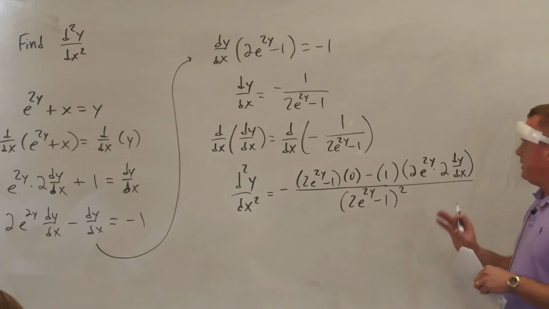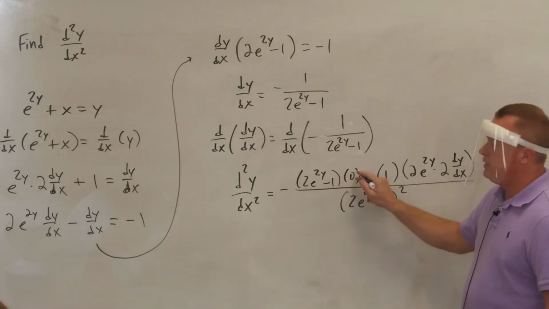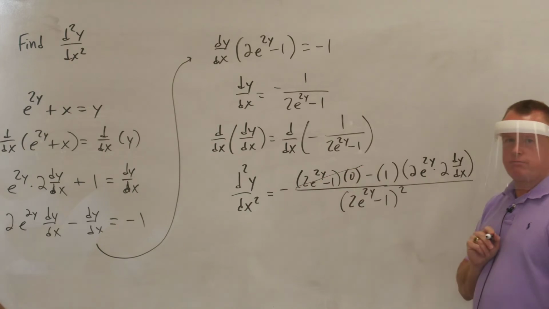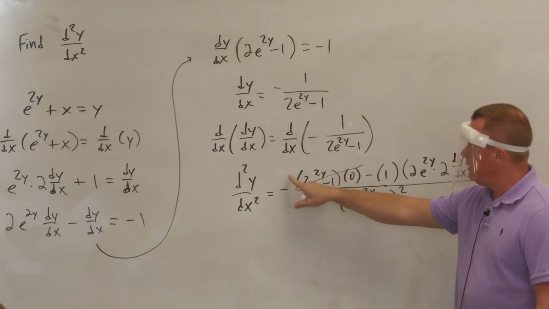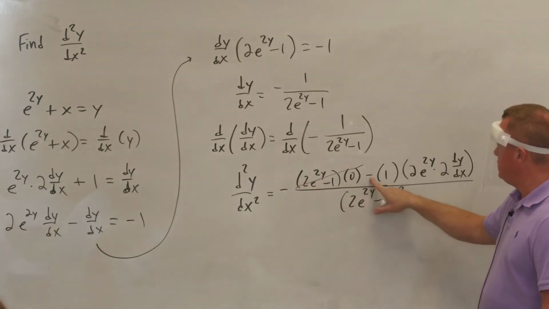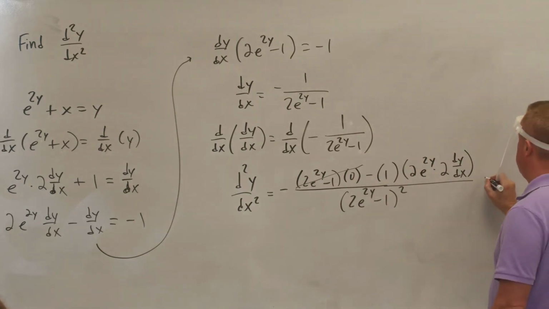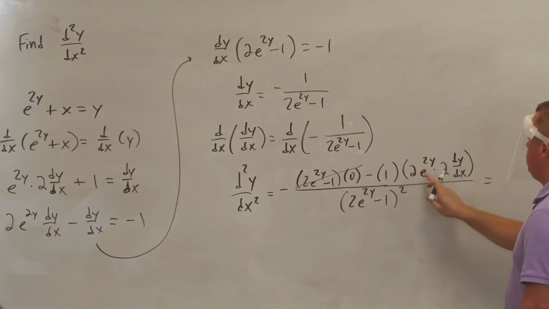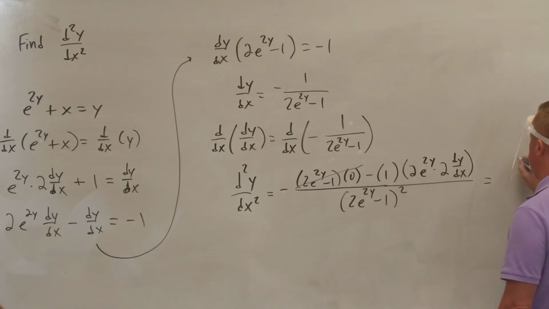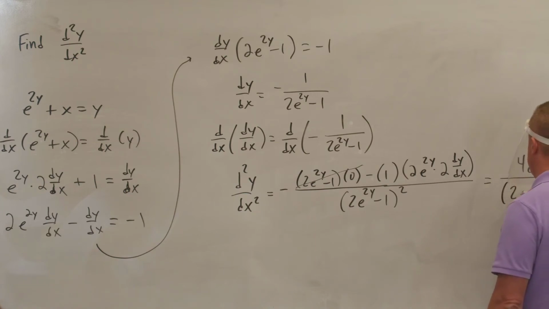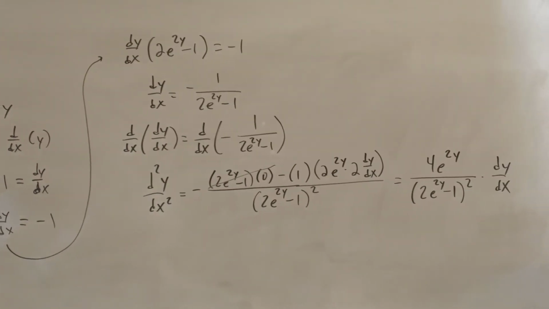Okay, so notice what I've got here. All right, so this whole thing here is 0. So that really just goes away. All right. I have a negative. If I put the negative on the top, a negative and a negative is a positive. So I really have 2e to the 2y times 2. That would be 4e to the 2y over 2e to the 2y minus 1 squared, and then times dy/dx. So I could write it like that, okay? Any questions about that?